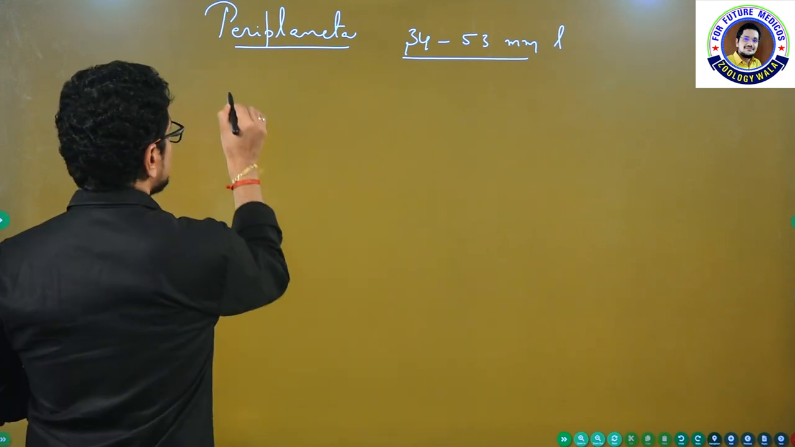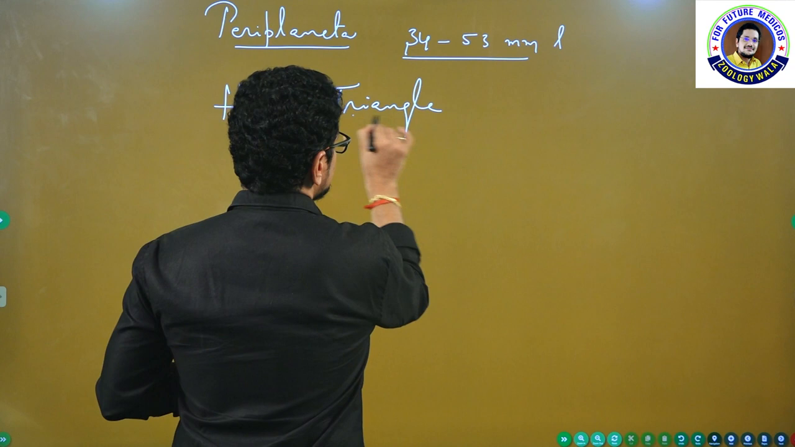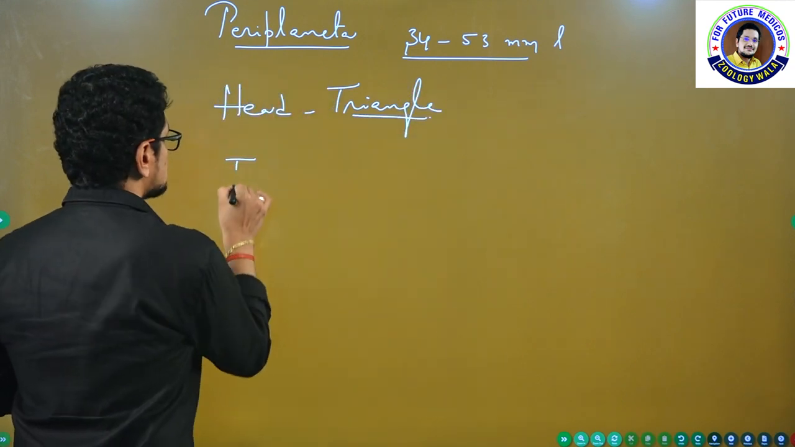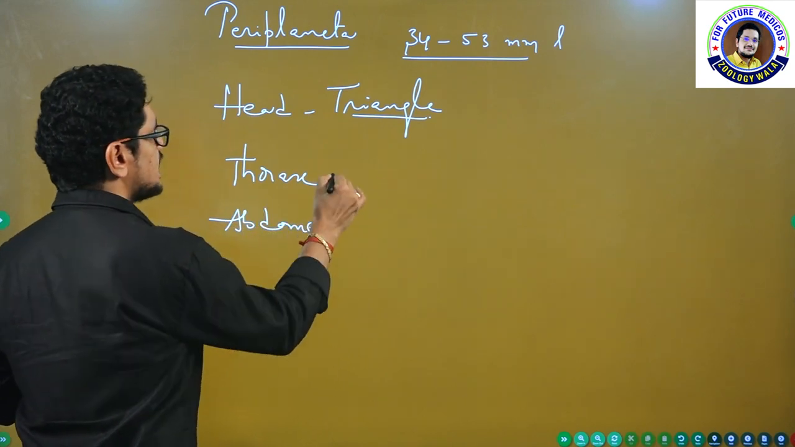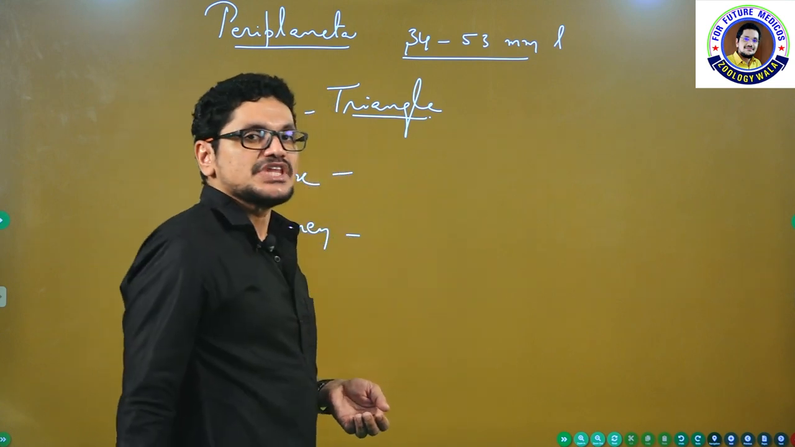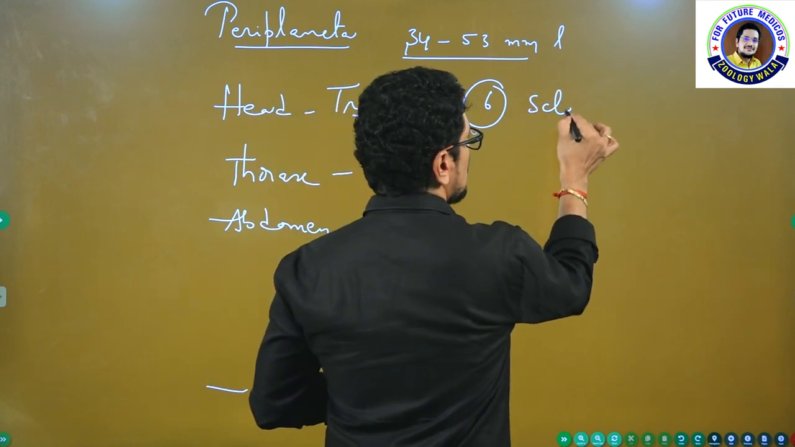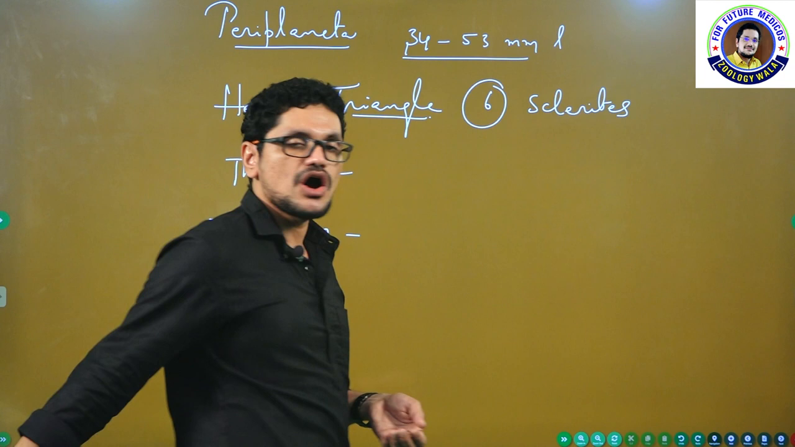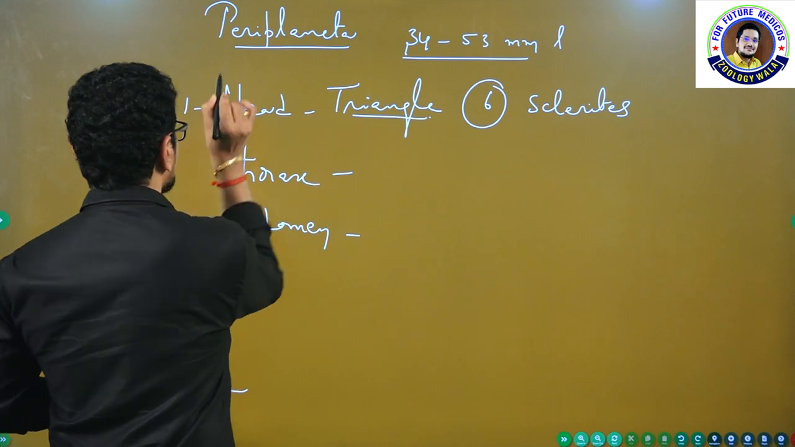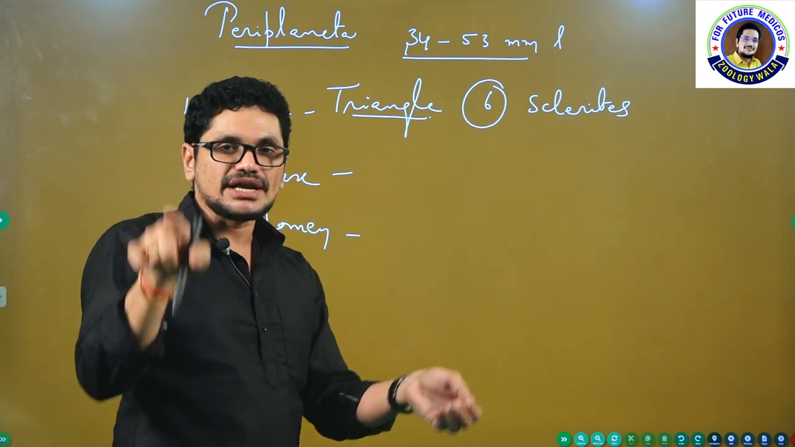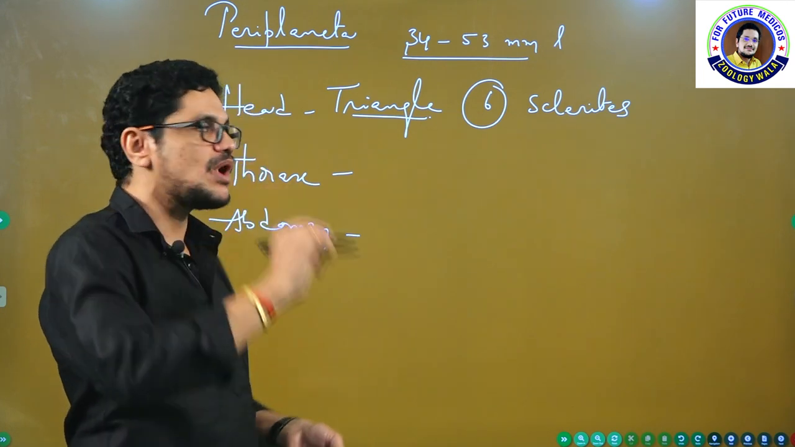So, as I told you, body is divided into divisions like head. Head is triangle, and thorax followed by abdomen. How many segments are present in the head, thorax and abdomen? Generally, 6 segments are present in the embryonic region, and those segments we are going to call sclerites, S-C-L-E-R-I-T-E-S. Sclerites are nothing but plates. 6 sclerites combine to form only one head segment or one head, which is triangle in shape. In the embryonic region, 6 segments are present. Later, they fuse to form only one head.